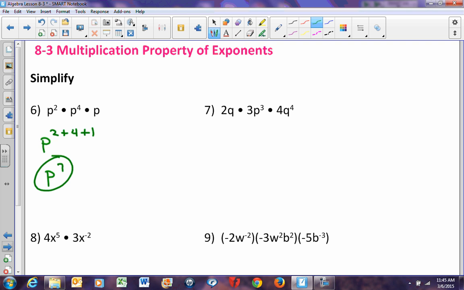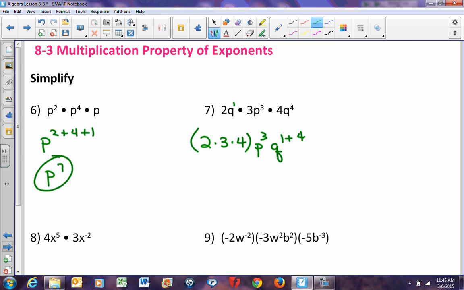Here, we have 2q times 3p to the 3rd times 4q to the 4th. Now, 2, 3, and 4 are just regular numbers, so we would just multiply those like normal. Then I look at my p's. I only have p to the 3rd. I don't have any other p's. Then I have q to the 1, plus 4.